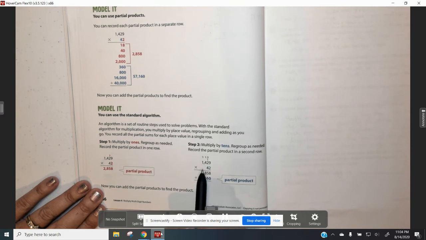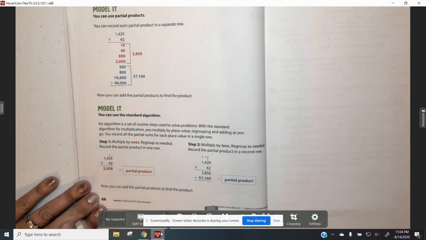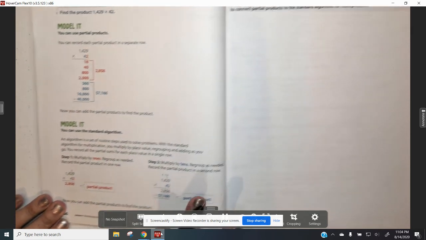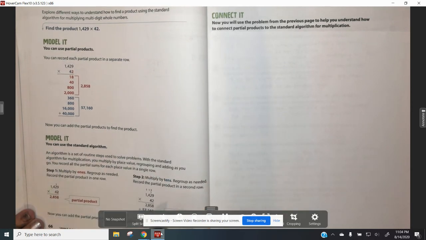We write the 7 down below, carry the 1, and then finally 4 times 1 is 4, plus 1 is 5. Then we have our second partial product. And then we could add those two together to find the final product. Now that we've looked at that, let's go ahead and connect all of it together.